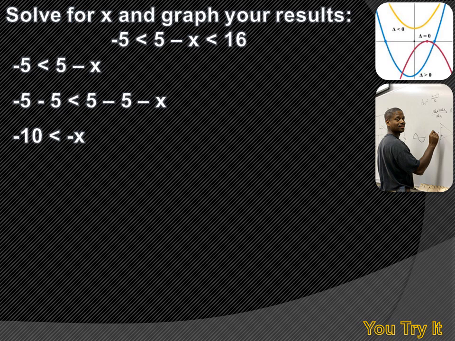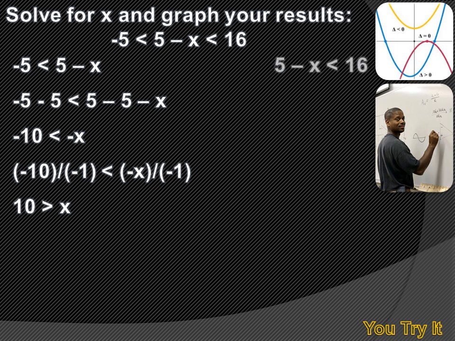Now to get rid of that minus x, it's helpful to remember that that's minus 1x. It's minus 1 multiplied times x. To get rid of that minus 1, I need to divide both sides of the inequality by minus 1. So I've got minus 10 divided by minus 1 is less than minus x divided by minus 1. When I simplify that, I get 10 is greater than x. Because I divided by a negative number, I got to reverse my inequality sign.